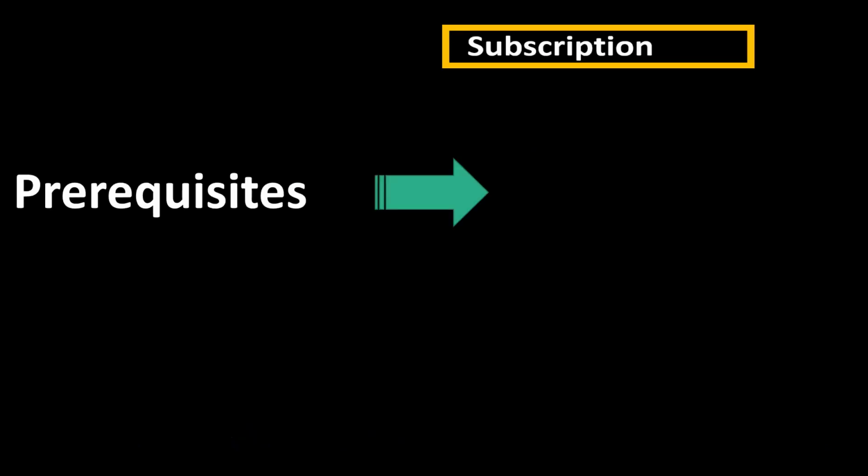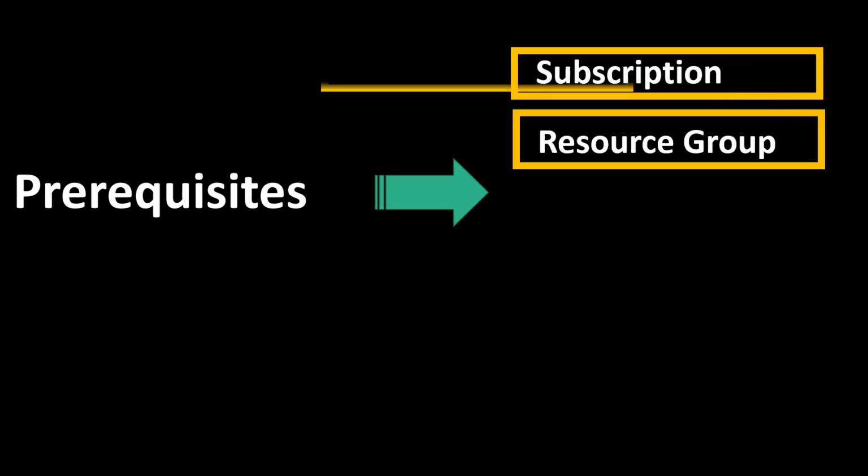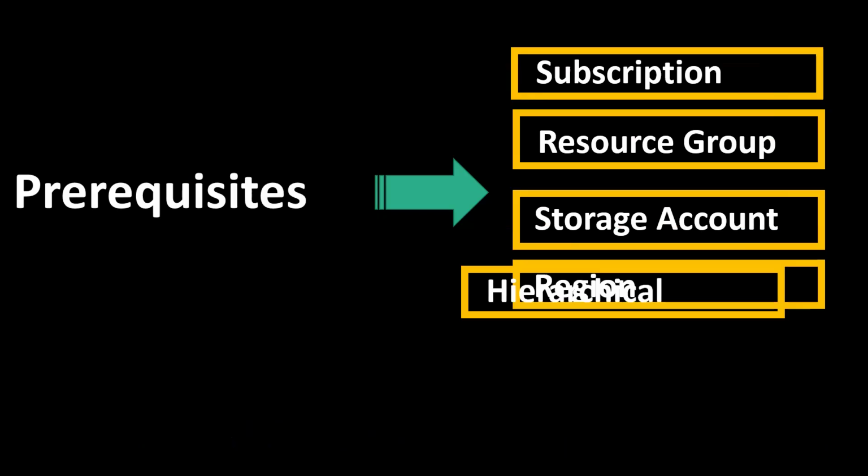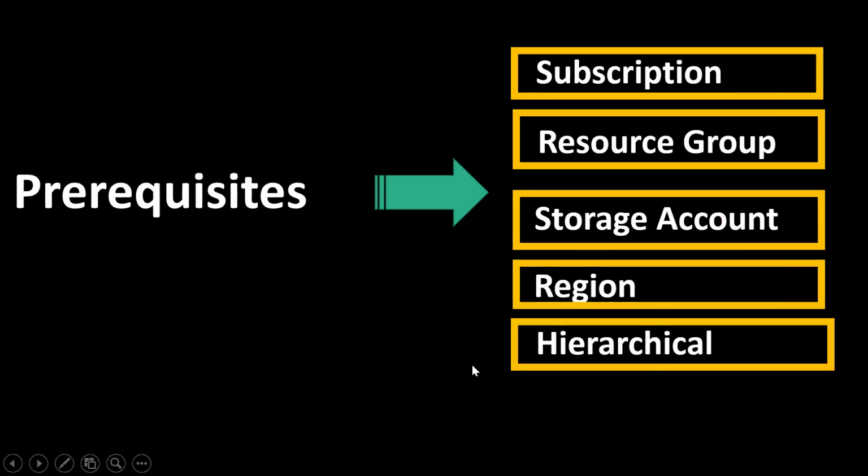Before that, we require an Azure subscription, a resource group, storage account creation, a region, and a hierarchical namespace. If I want to create ADLS, we should enable hierarchical namespace, which means we can see folders inside folders. So let me log into the Azure portal and we'll discuss in detail.